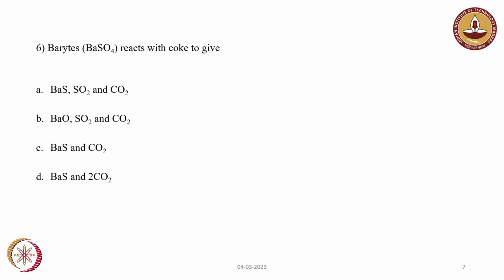So barium sulfate can react with coke and it can form CO2 gas. Barium sulfate, BaSO4, plus C will give barium sulfide and CO2. There are 4 oxygen here, so it should be 2 CO2 and 2 carbon.